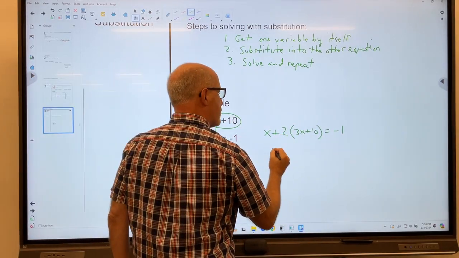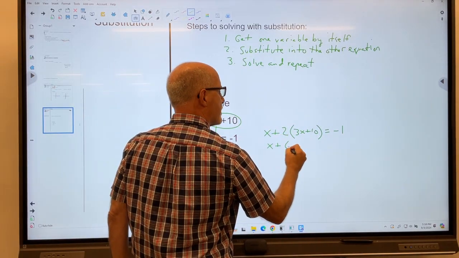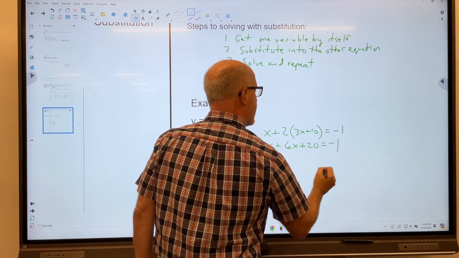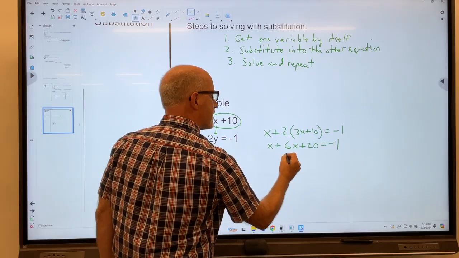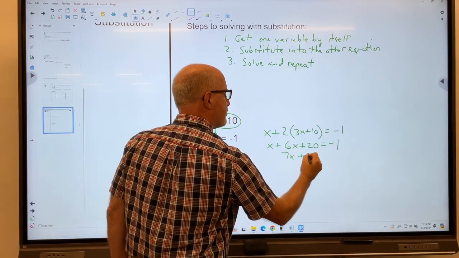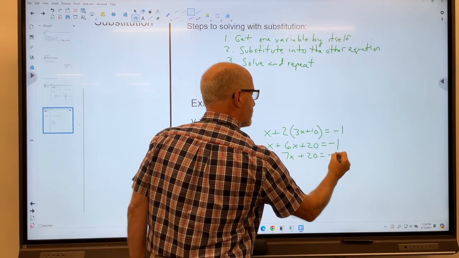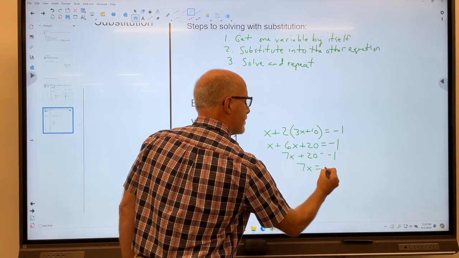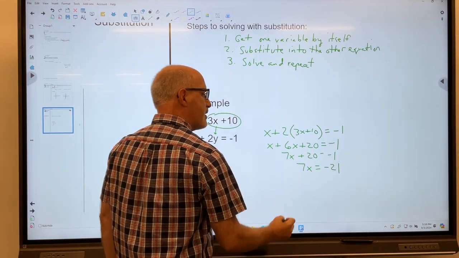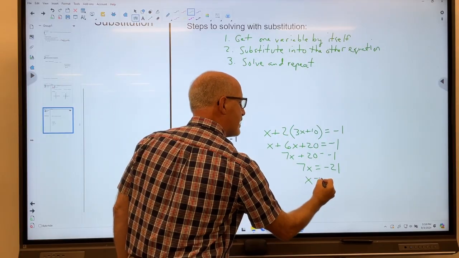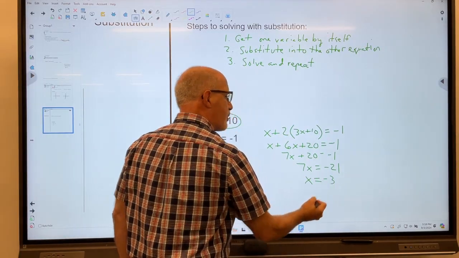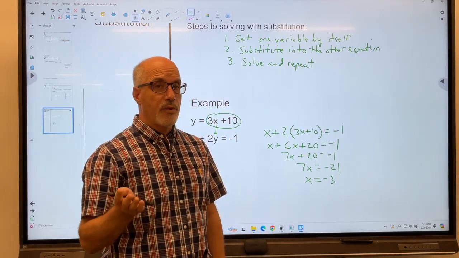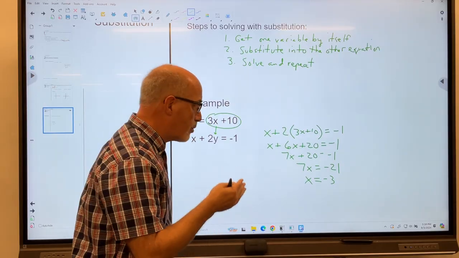Now we're going to just solve that equation. So go ahead and distribute through the 2. So you have 6x plus 20 equals negative 1. x plus the 6x is 7x. Now we're going to subtract 20 from both sides. So you get negative 21. Divide by 7 on both sides, and you get x equal to negative 3. So that's our x value. Now we're not done. We need both the x and the y. This is where you repeat.